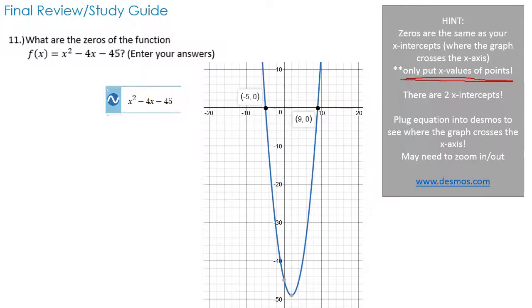So what you want to do is you're going to use Desmos.com again. You're going to plug in your equation, so x squared minus 4x minus 45, and we're going to see where our graph crosses the x-axis. So in this case, we have the 2 points when x is negative 5 and x is 9. So at x is negative 5 and 9, and those are our 2 zeros of our function.